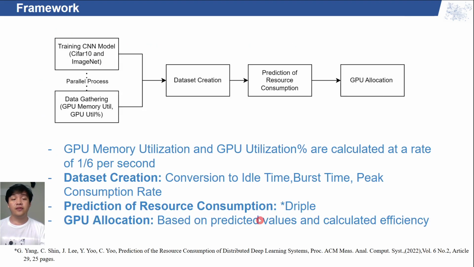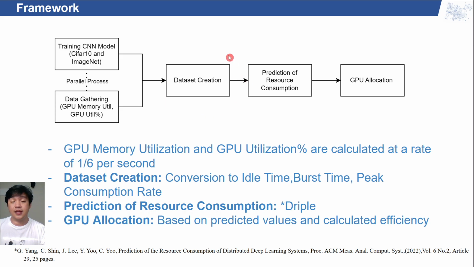To begin with our framework, we have four major blocks found here. First, we start training a CNN model using two different datasets, CIFAR10 and ImageNet. Running in parallel is the data gathering for GPU memory utilization and GPU utilization percent. This data gathering is done at a rate of 1/6 per second. Once we are done with training, we then convert this data into idle time, burst time, and peak consumption rate in order to create a data set.